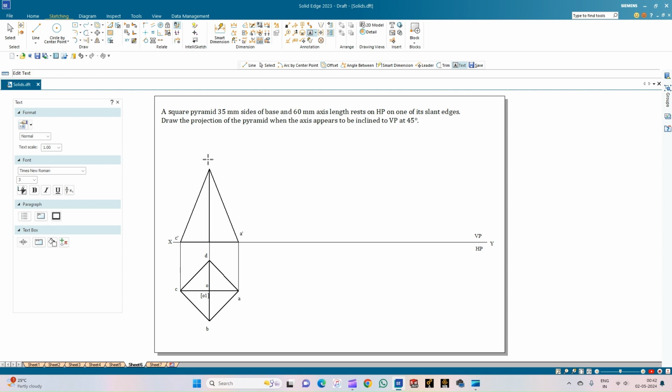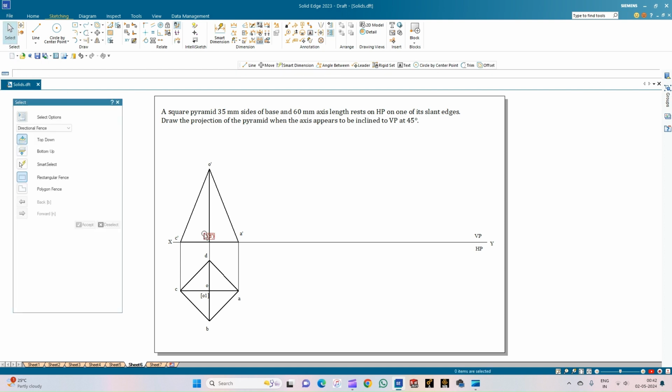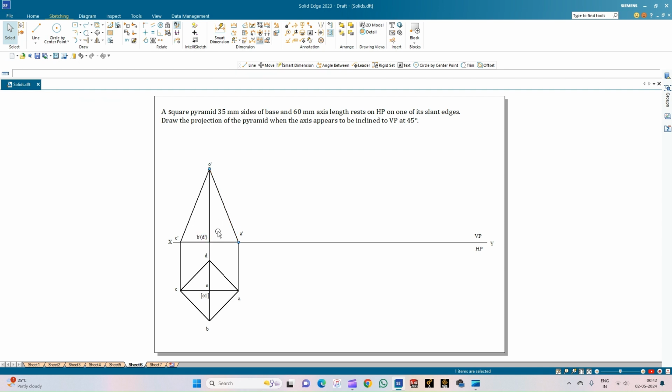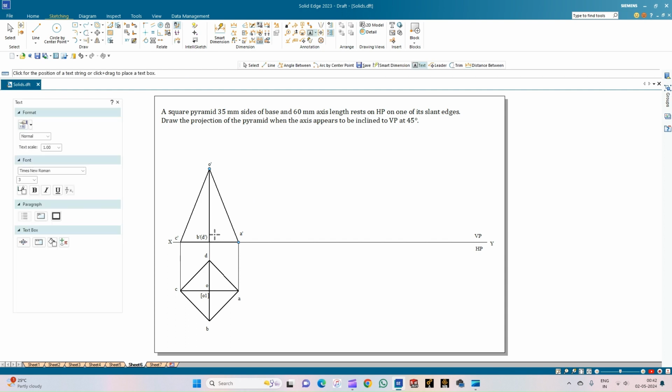Also, this is the apex of the pyramid. And here, this is the corner B dash, which is visible first, followed by the corner D dash. And next, this is the axis point, that is O dash, which is originating from the bottom face of the pyramid. So this is O1 dash. Next we have the next condition, that is it is resting on one of its slant edges.